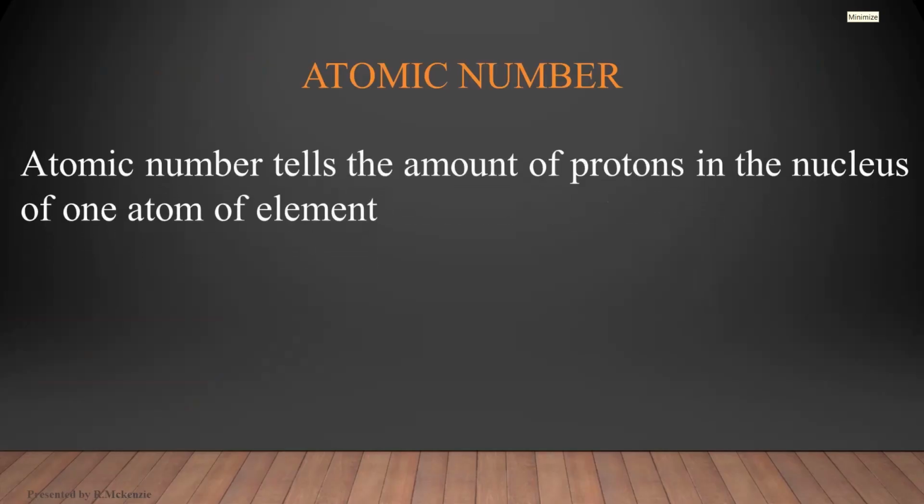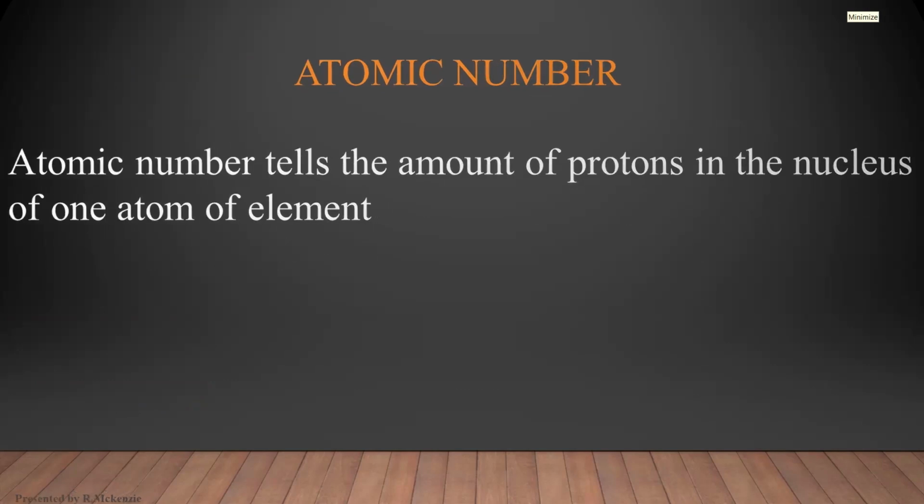And I did make reference to the atomic structure looking like the solar system. It's pretty much similar, where the electrons move around the nucleus in energy levels, or on shells. So the atomic number tells the amount of protons in the nucleus, and it also tells the amount of electrons in the atom.